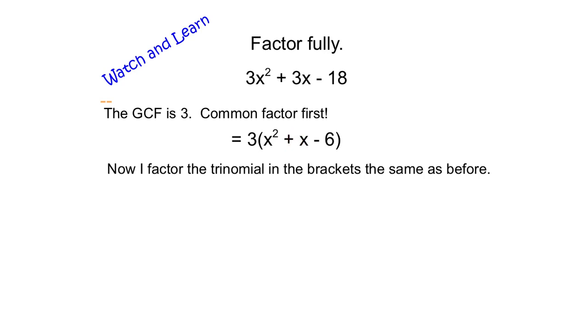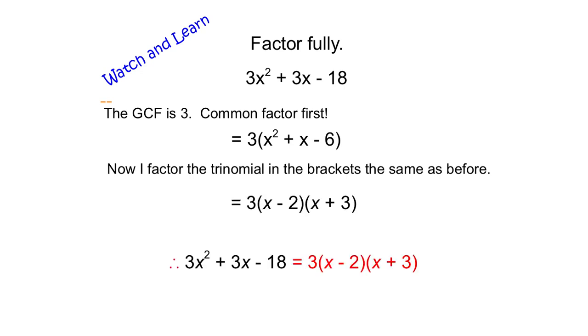Plus 1. Multiplies to negative 6, adds to positive 1. And if I work it out the same way I tried before, I'll know that my numbers are negative 2 and positive 3. And so that's it. I factored fully. I did common factoring first, and then I factored the simple trinomial, and I ended up with 3 times x minus 2 times x plus 3 as the fully factored form of this standard form equation.